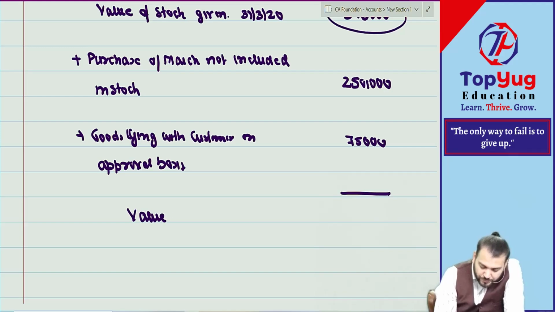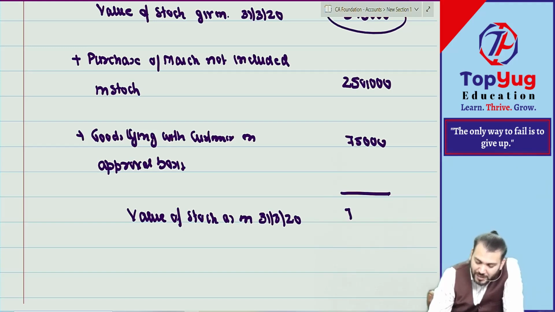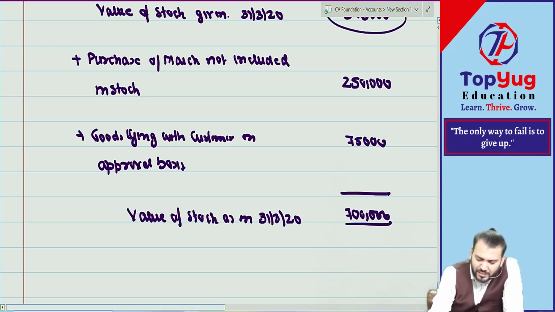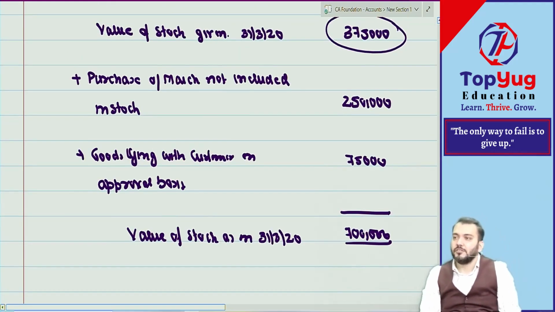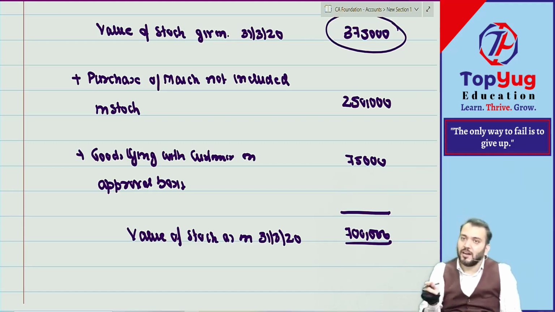Value of stock as on 31st March 2020 is 7 lakh. Can I ask one question, only for understanding? This is the value of stock to be shown in the balance sheet. This amount will come in the balance sheet.